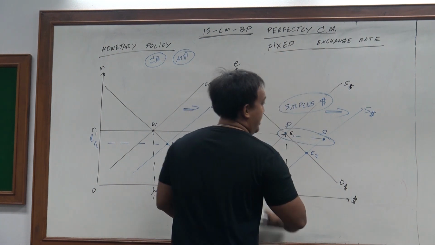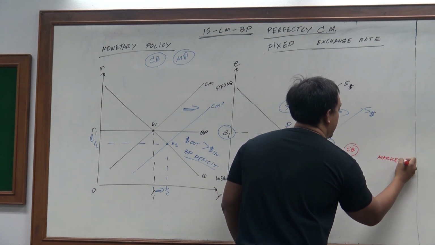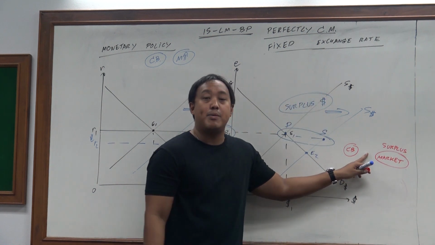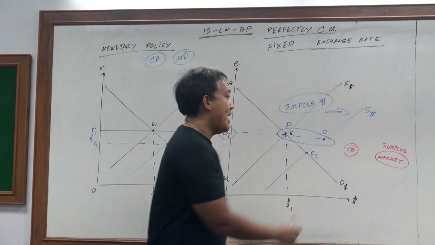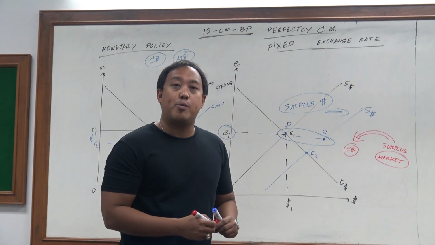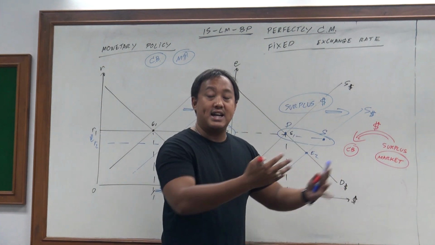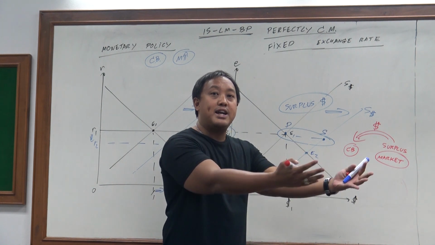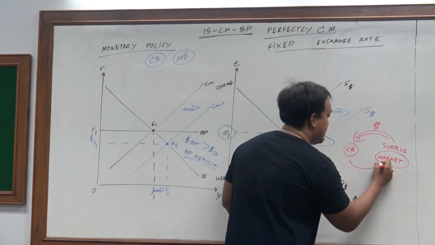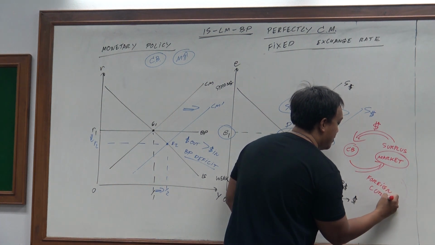Let me write down here. CB and the market. The market has the surplus problem. Some money nobody wants to buy. Since nobody wants to buy, the Central Bank has to buy it. You're going to sell it to the Central Bank. You can sell the surplus US dollars to the Central Bank. The Central Bank has to buy all the excess US dollars. When the Central Bank buys the US dollars back from the market, it has to pay back in foreign currency.